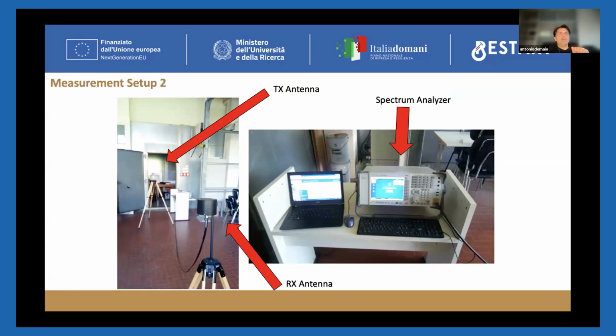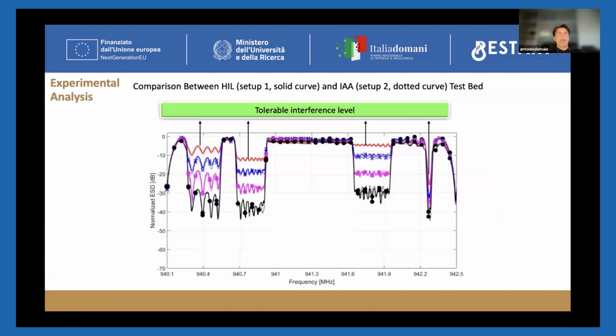And in the measurement setup number 2, we compared the signal launched in the air for a short test with that measured in the hardware in loop experiment. And again, you can see that there's a good match between the nominal and the measured waveform. Actually, the amplifier was a linear amplifier in this measurement setup.